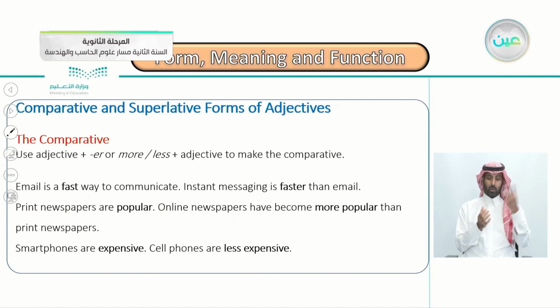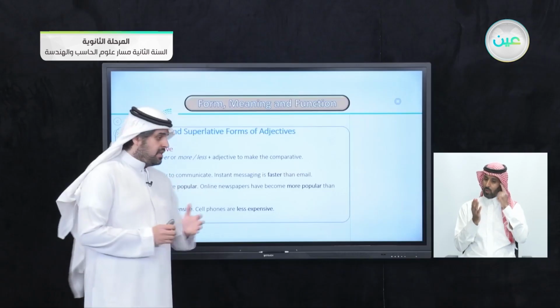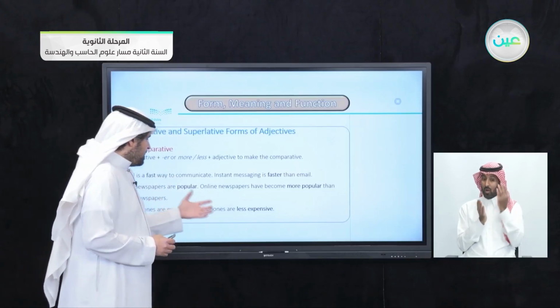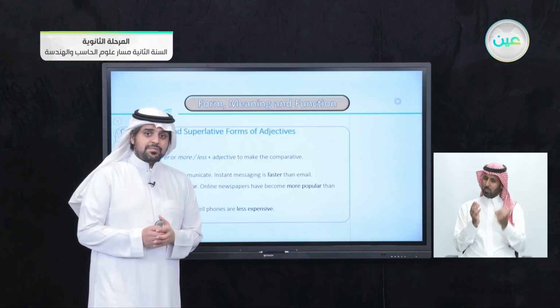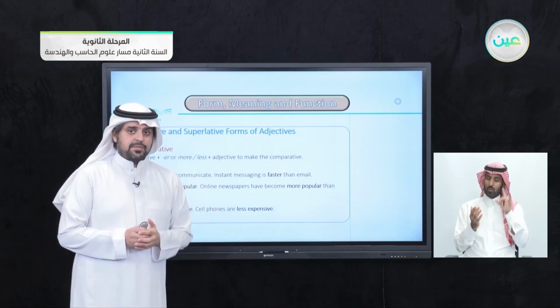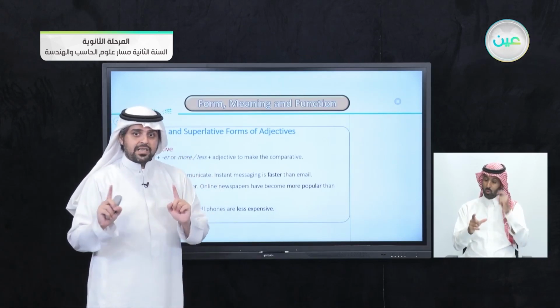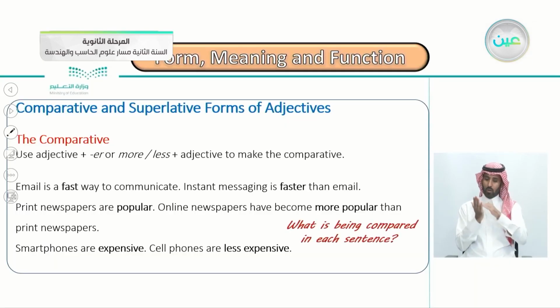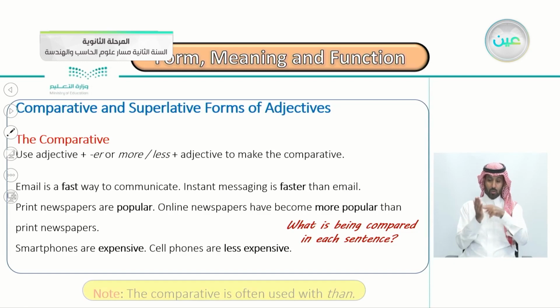The third example: smartphones are expensive. This is the adjective here. Cell phones are less expensive. So this means that they are both expensive, but the cell phones are just a little bit less expensive. So we are comparing two objects here, the smartphones and the cell phones. So what is being compared in each sentence? As we said, the first one is email and instant messaging. The second one is print versus online newspaper. The third one, smartphones and cell phones.